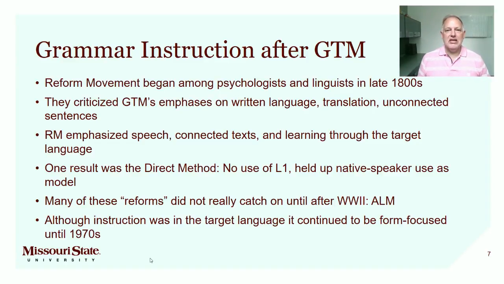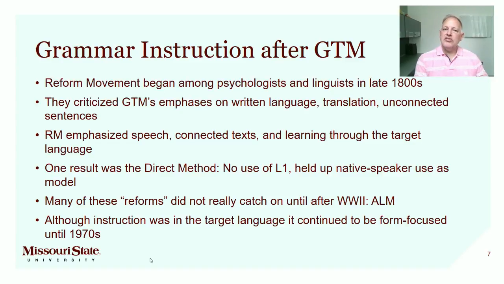Around the late 1800s, 1880s, 1890s, going into the early parts of the 20th century, a reform movement began among psychologists and linguists. Both of those disciplines were becoming a little bit more solidified, a little more stable. They criticized grammar translation's emphasis on just the written language, on translation activities, and the use of unconnected or decontextualized sentences. The reform movement emphasized speech or oral production, speech over writing, connected text, so longer text, paragraphs, stories, and learning in and through the target language.